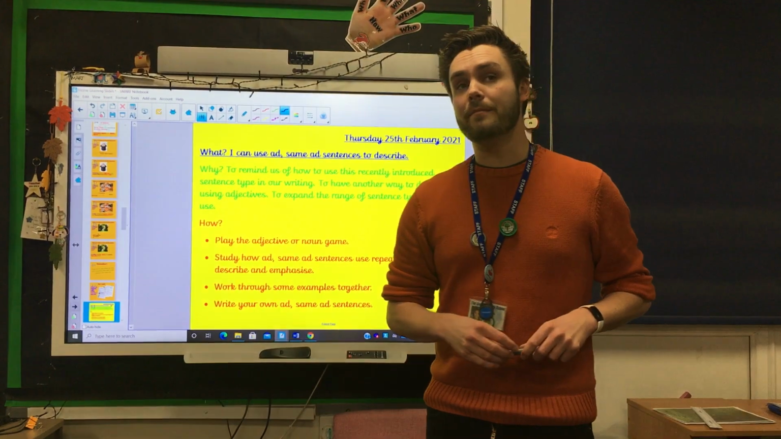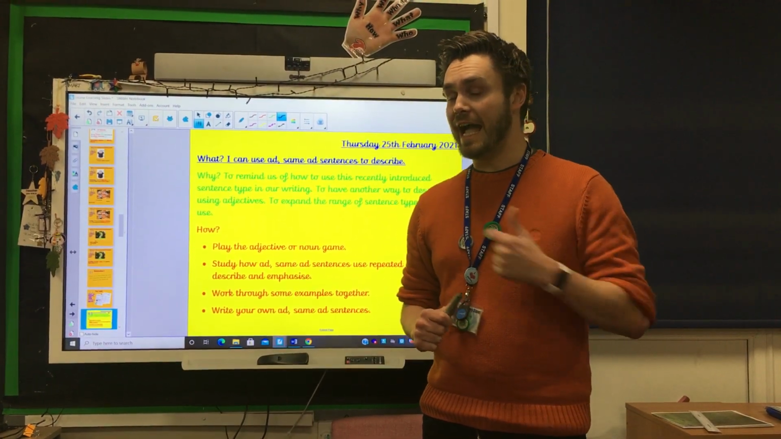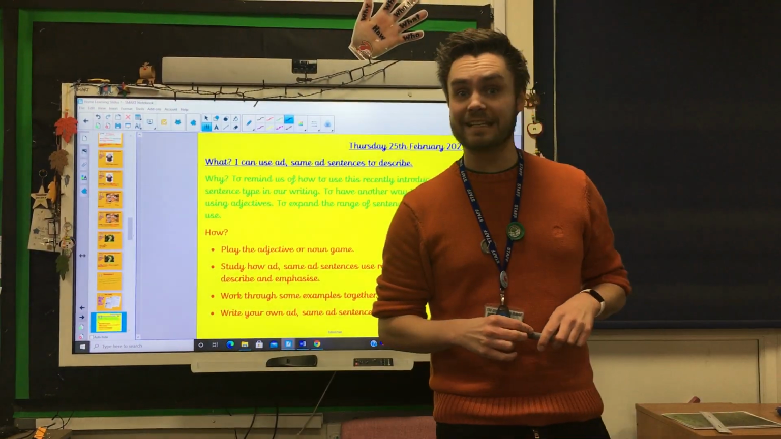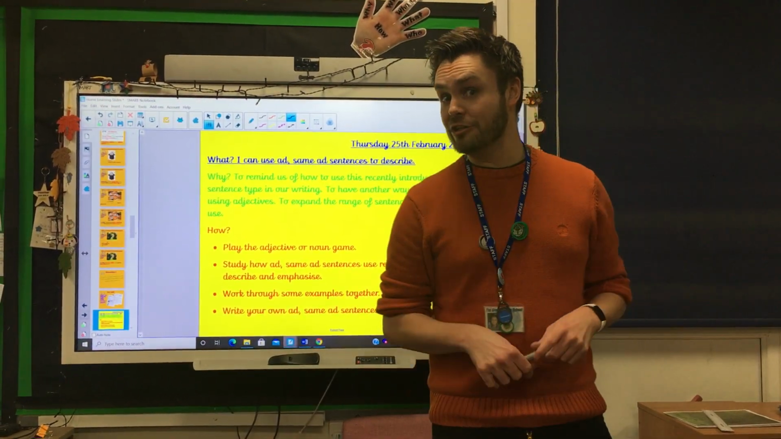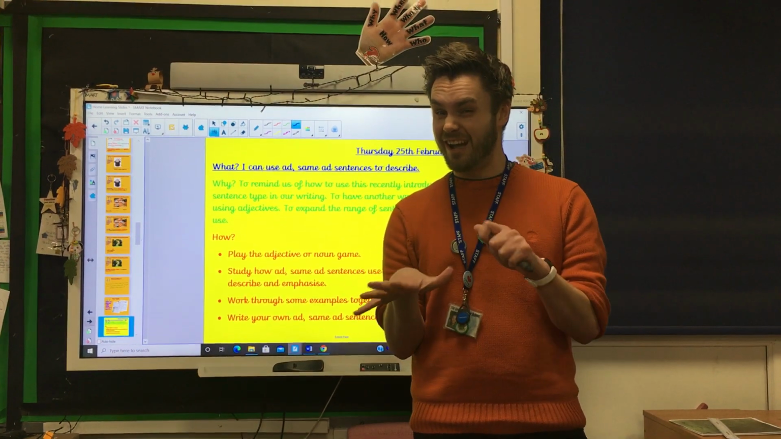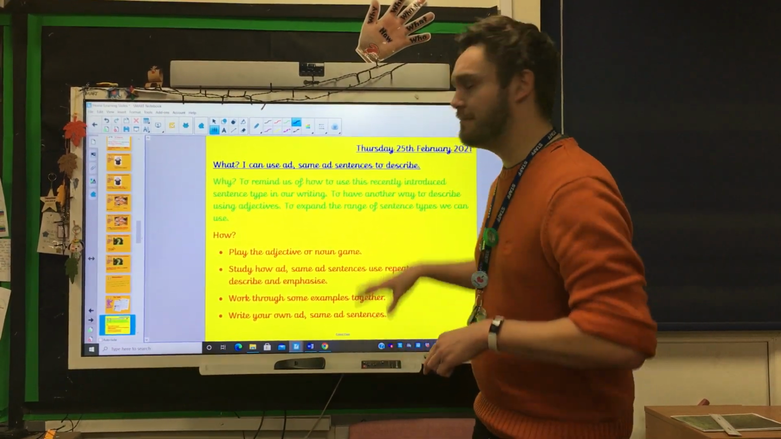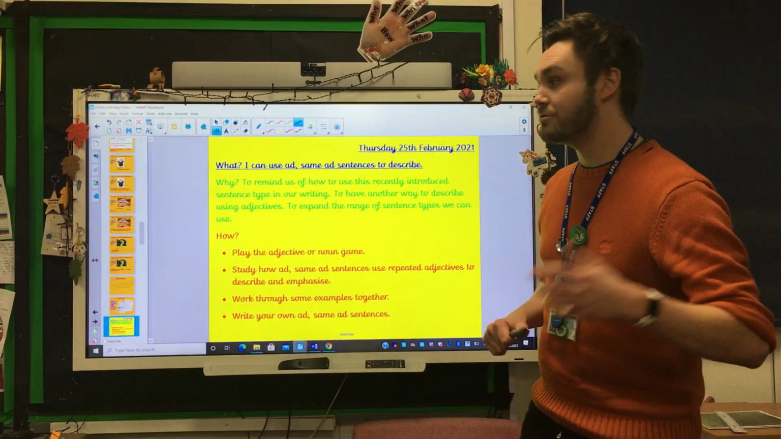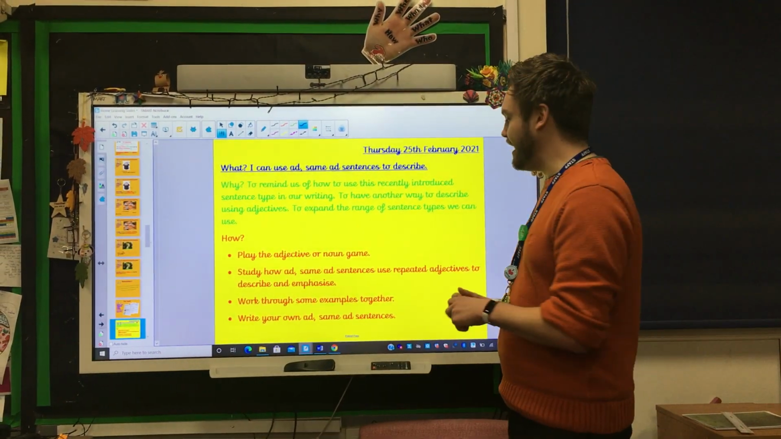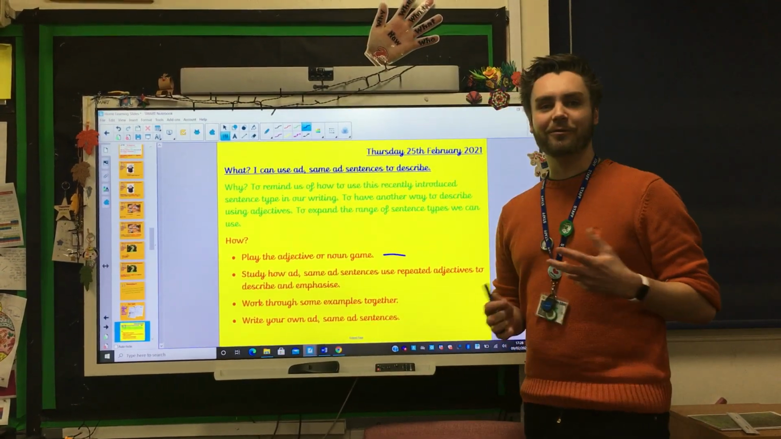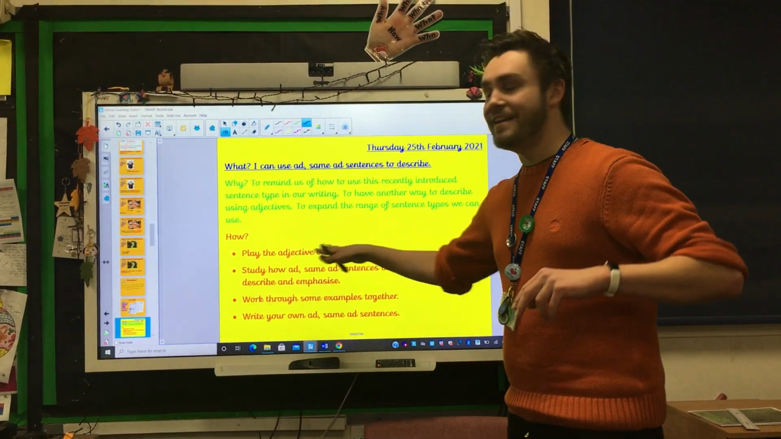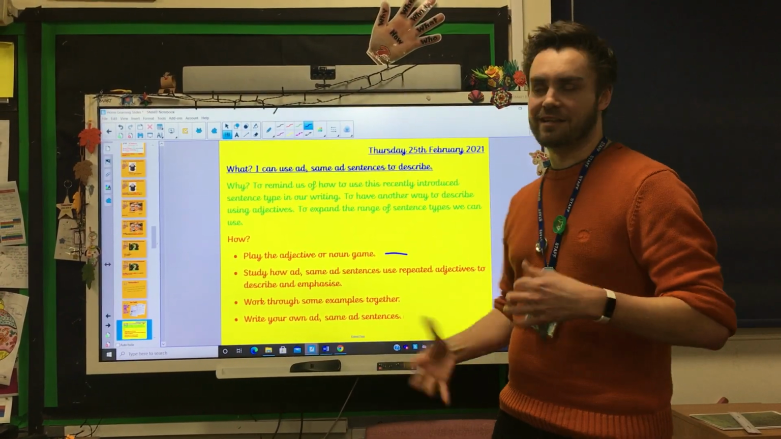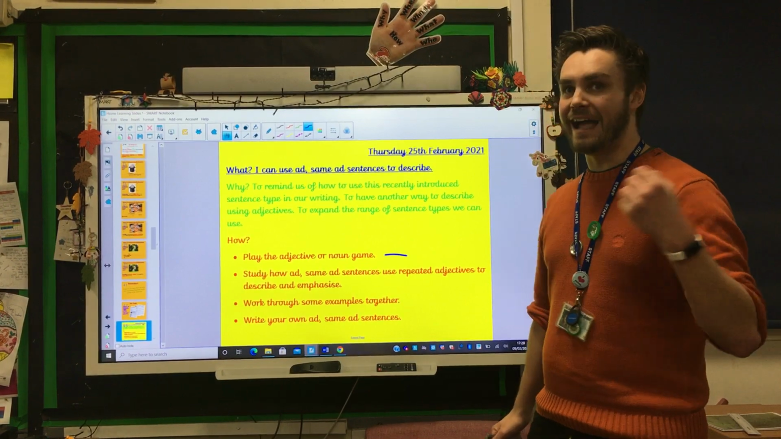Today we are moving on from list and from two-way sentences temporarily, and we're going to explore add, same, add sentences today. Now this is a fairly new sentence type that we kind of touched on at the beginning of last time, so we're going to revisit it today so we can really build on our creative and descriptive writing. So, guess what's back? We're going to play the adjective or noun game to start off with. We're then going to study again how add, same, add sentences use repeated adjectives to describe and emphasize.